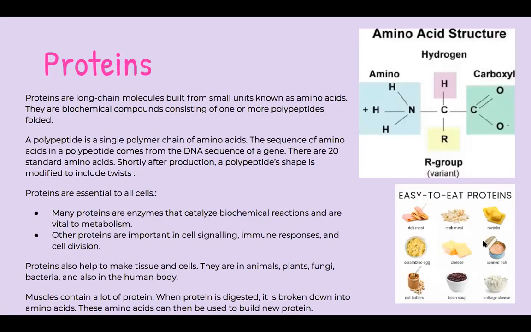The proteins. Proteins are long-chain molecules built from small units known as amino acids, or biochemical compounds consisting of 1 or more polypeptides folded. So here the amino acid is the monomer, while the polymer is the polypeptide, and then the macromolecule is the protein. So there are 20 standard amino acids, and the sequence of amino acids in a polypeptide comes from the DNA sequence of a gene. So proteins are essential to all cells. Many proteins are enzymes that catalyze biochemical reactions and are vital to metabolism. We will expand further on this.